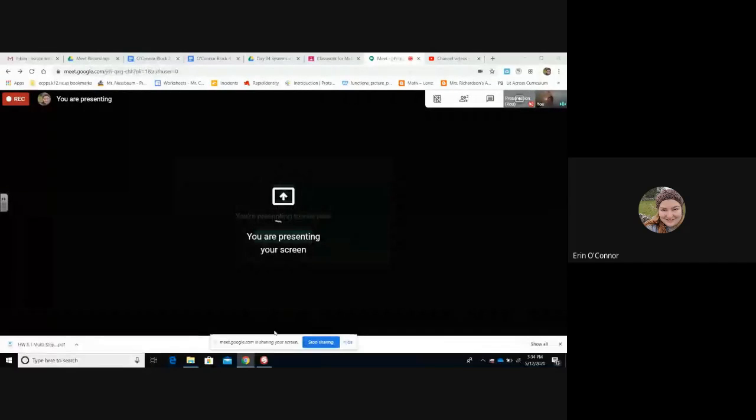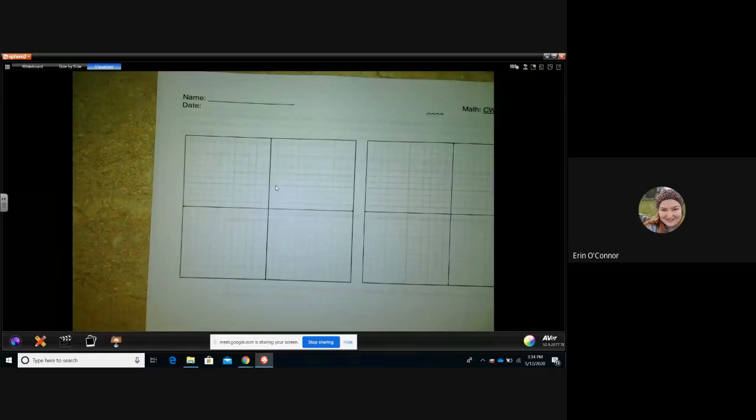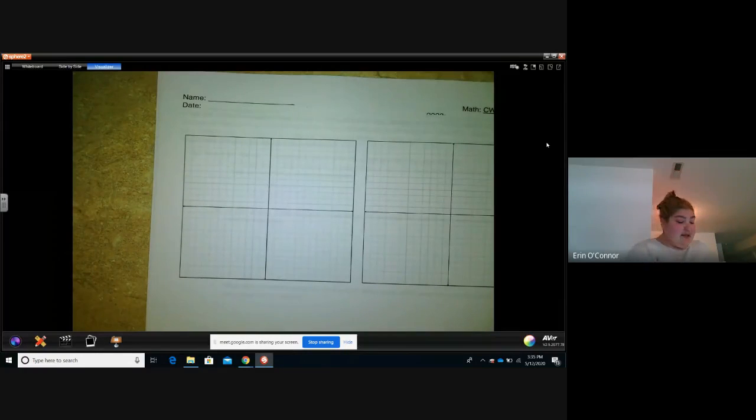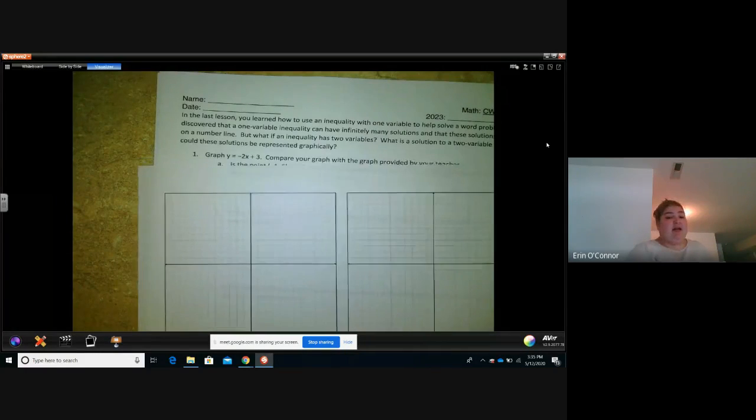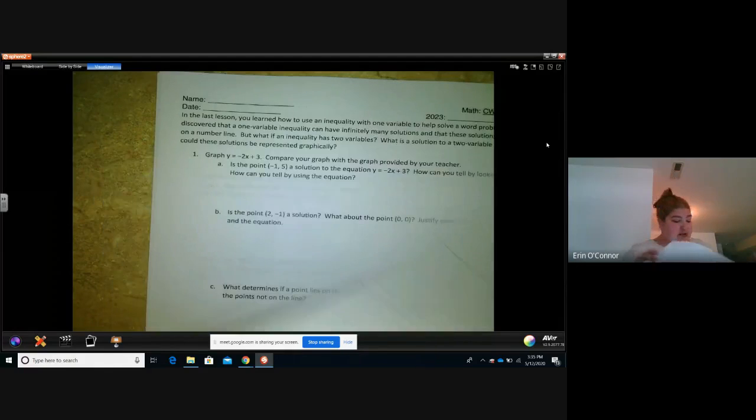So yesterday we looked at one variable inequalities. Today we're going to look at two variable inequalities. We are going to dive a little bit more into this being like a linear equation or linear inequality. Today I do have graph paper. It is attached to this assignment. If you are able to print it out, you can. If not, you can just sketch it, and that's fine too.